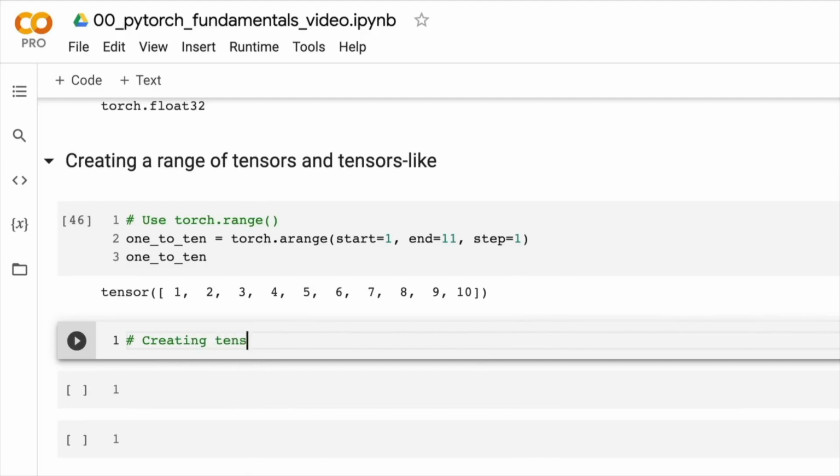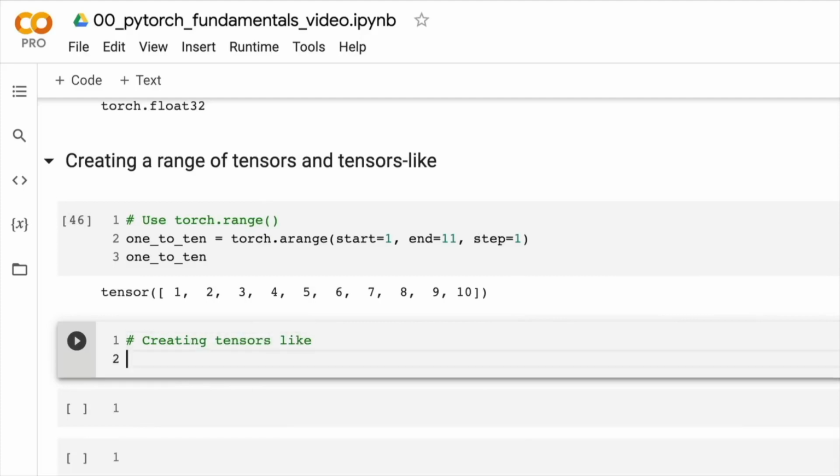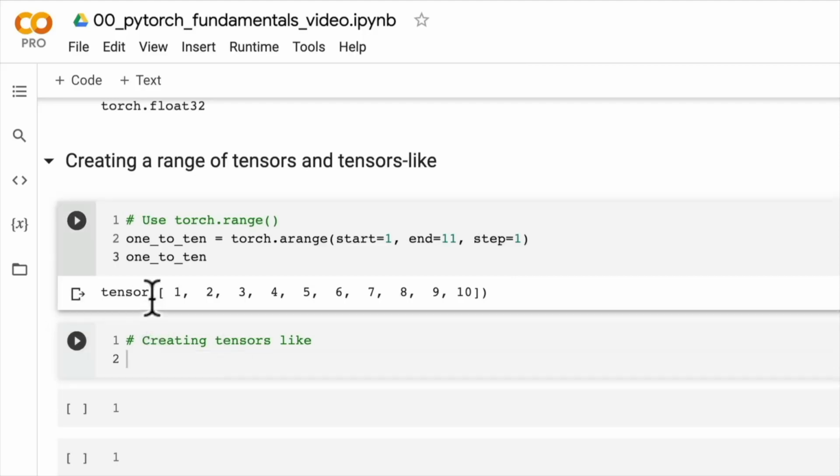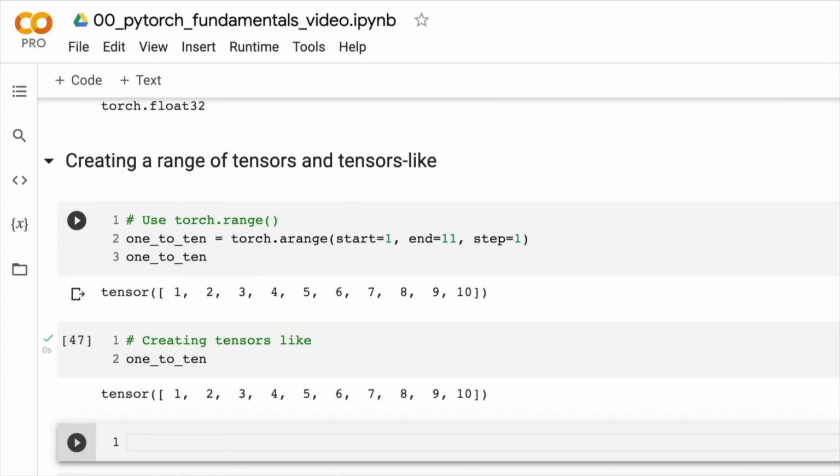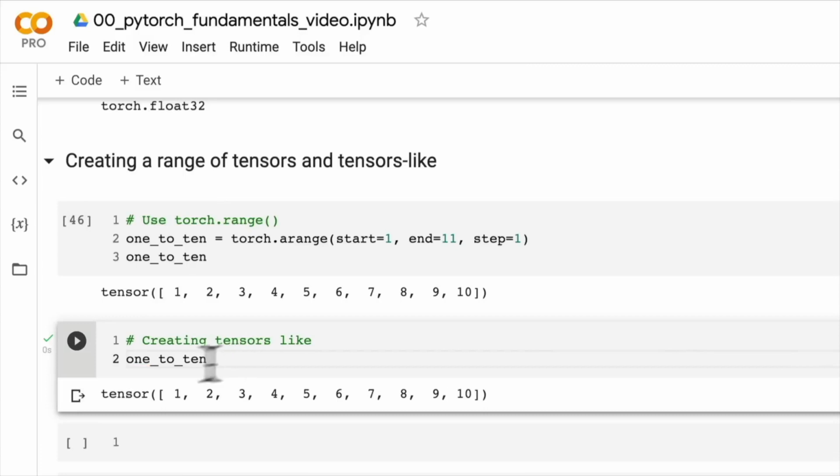Now we can also create tensors like. So tensors like is, say you had a particular shape of a tensor you wanted to replicate somewhere else, but you didn't want to explicitly define what that shape should be. So what's the shape of 1 to 10? Now, if we wanted to create a tensor full of zeros that had the same shape as this, we can use tensor like or zeros like.